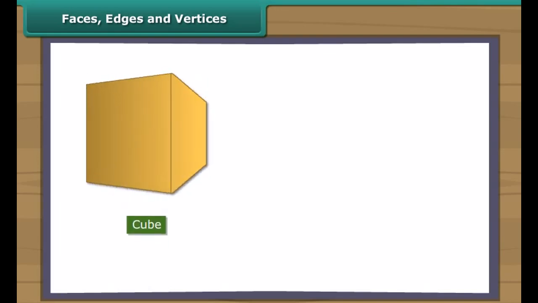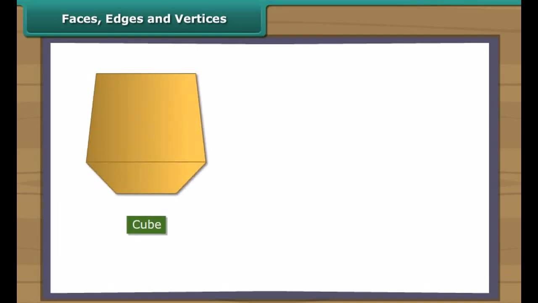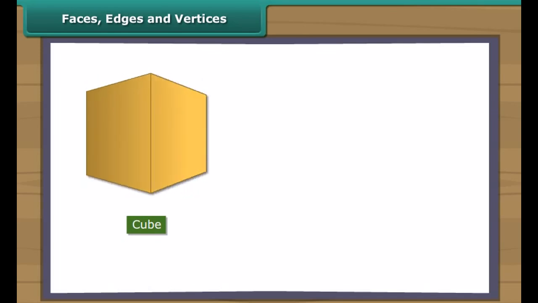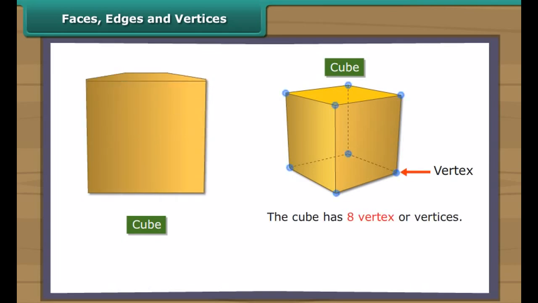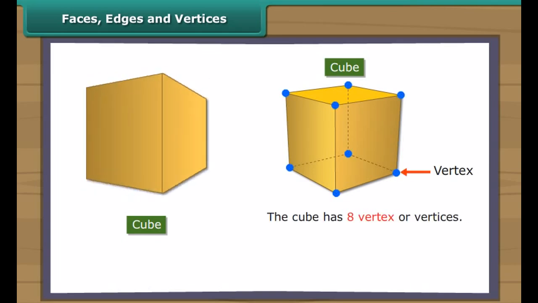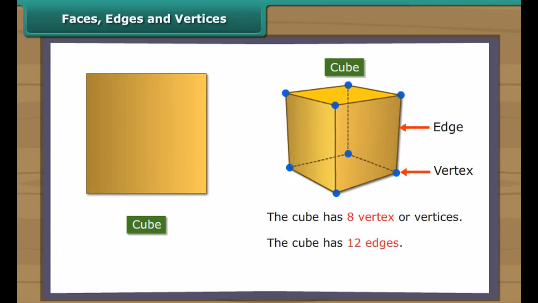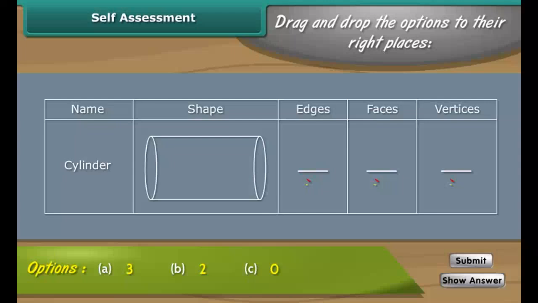Hey students, look at me, what I got for you. A cube. A cube is a special kind of cuboid whose length, breadth and height are equal. A vertex or vertices is a point where two or more straight lines meet. An edge is a line segment that joins two vertices. A face is any of the plane or curved surfaces of a solid object.